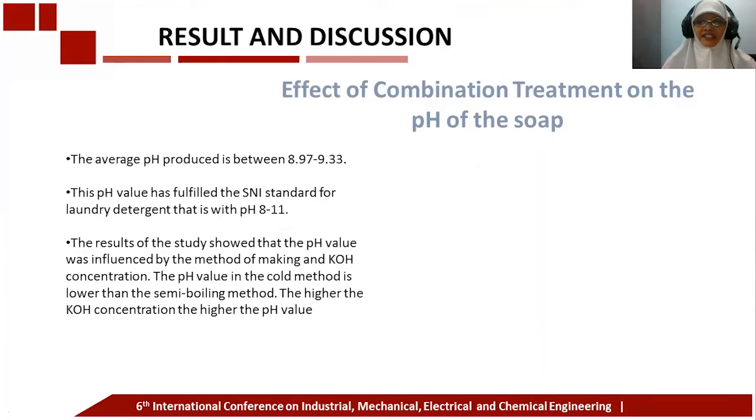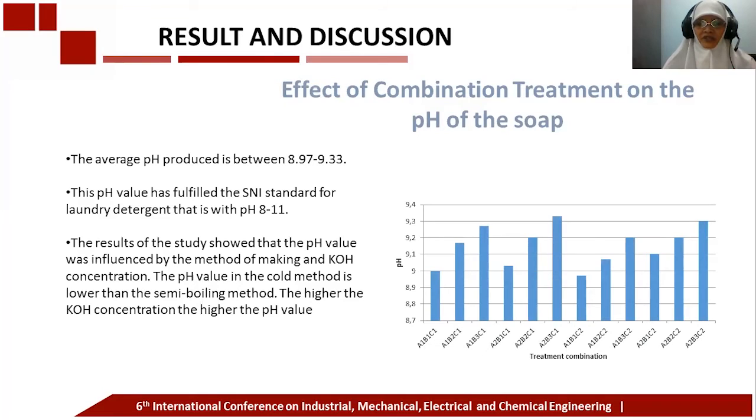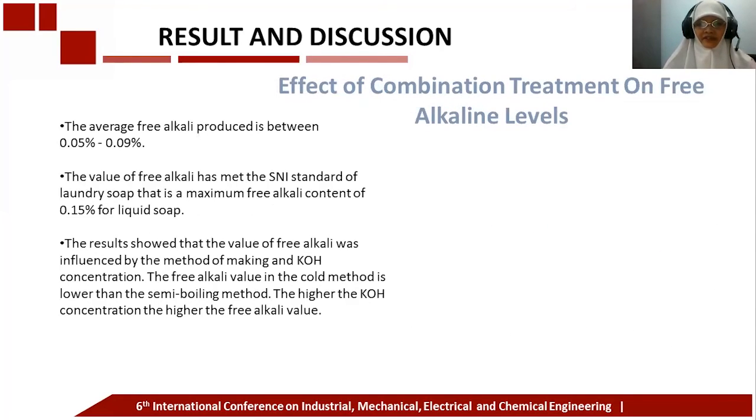The effect of combination treatment on the pH of the soap. The average pH produced is between 8.97 and 9.33. The result of this study showed that the pH value was influenced by the method of making and kalium hydroxide concentration. The pH value in the cold method is lower than the semi-boiling method. The higher the kalium hydroxide concentration, the higher the pH value. This picture shows the relationship between the treatment combination and pH level.